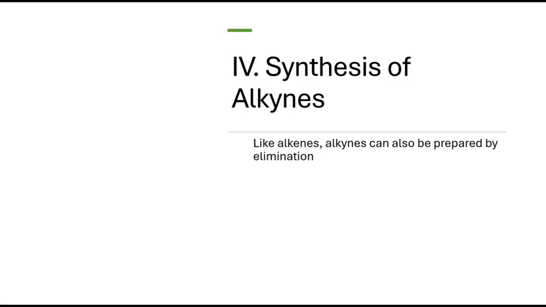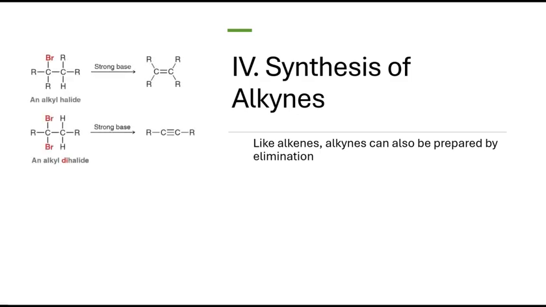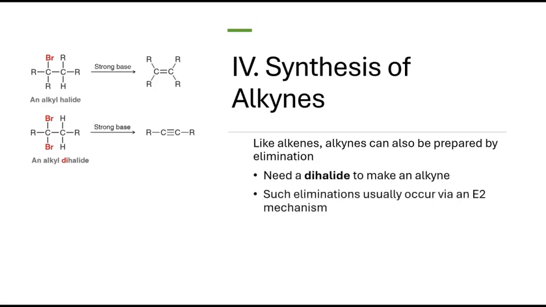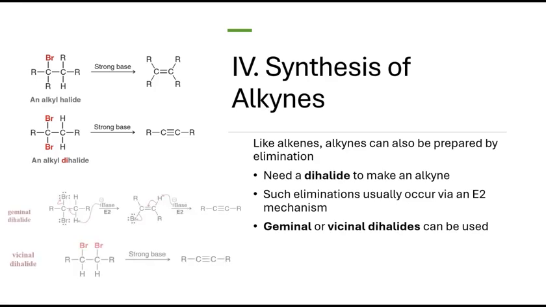4. Synthesis of alkynes. Like alkenes, alkynes can also be prepared by elimination. If we have a strong base, from an alkyl halide we will get an alkene. If we have an alkyl dihalide and a strong base, that will result in an alkyne. So we need a dihalide to make an alkyne. Such eliminations usually occur via E2 mechanism, and we may use either geminal or vicinal dihalides.